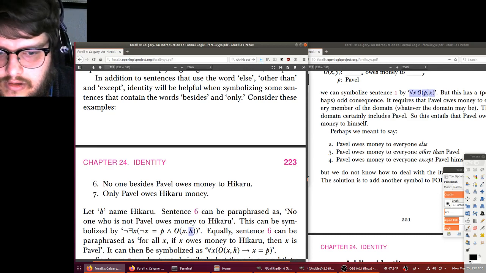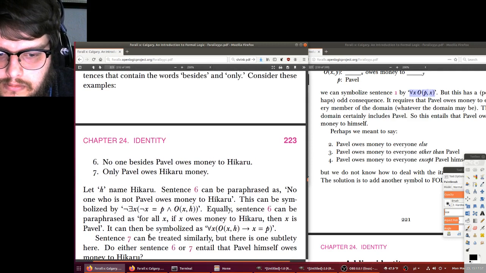Equally, 6 can be symbolized as, for all X, if X owes money to Hikaru, then X must be Pavel. Okay. Now that's a case where we again use that implication inside a universal quantifier, and we use the and inside the existential.